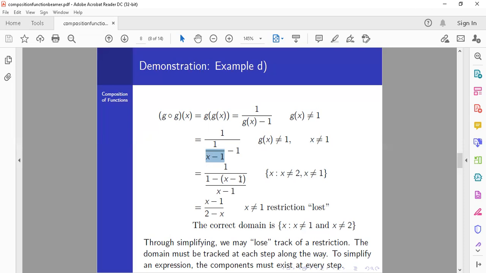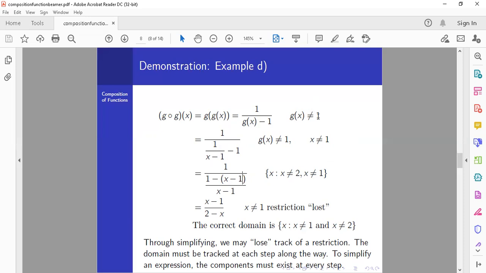Now, doing some arithmetic, we notice that if I put x equal 2 in this spot right here, I'm going to have 2 minus 1, which is 1. And then I have 1 minus 1, which is 0. And that makes 0 in the bottom of this big fraction. So x can't be 2. I still carry the restriction that x can't be 1, right? So the x equal 1 restriction comes from the original, the innermost g function.